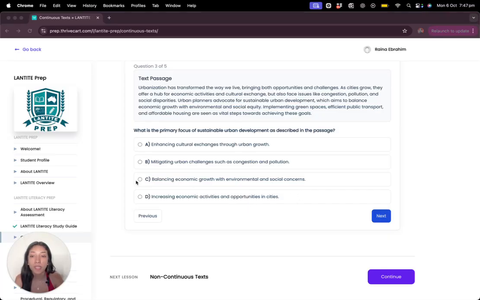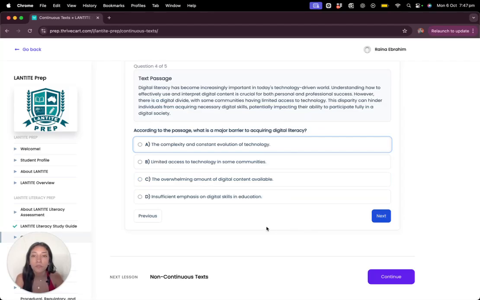I'm going to go with C, balancing economic growth with environmental and social concerns. Because it says here, urban planners advocate for sustainable urban development, which aims to balance economic growth with environmental and social equity. Next. Question 4. According to the passage, what is a major barrier to acquiring digital literacy?